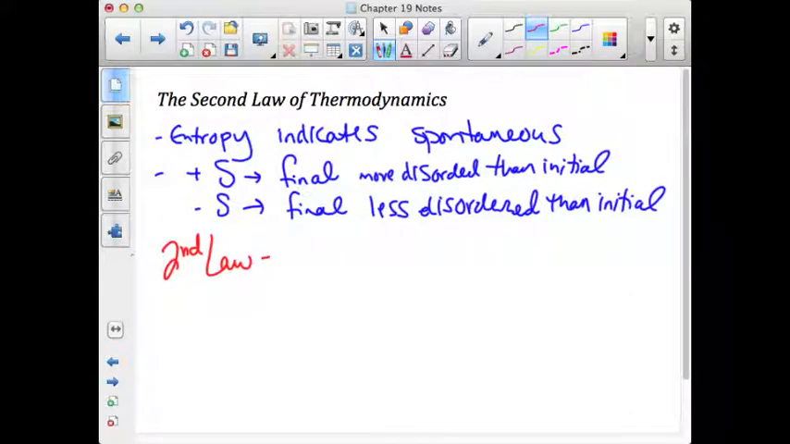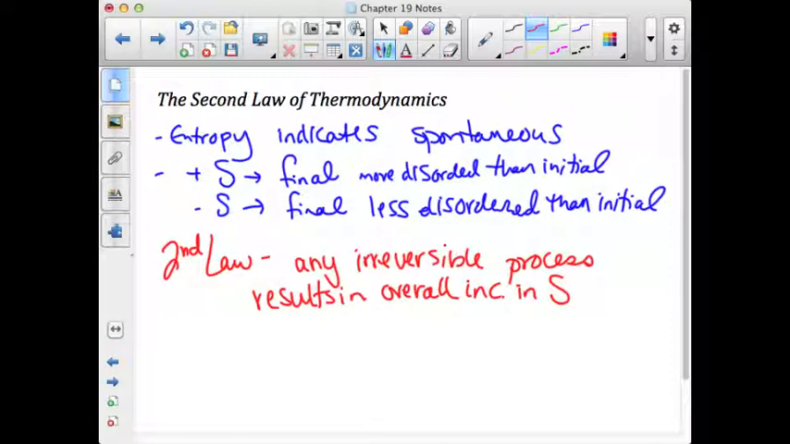There are three laws of thermodynamics that we look at. Here is the second one: any irreversible process results in an overall increase in entropy. So the entire entropy of the universe increases for any irreversible process. Since all real processes are irreversible and spontaneous, the total entropy of my entire universe goes up anytime you have an irreversible process.